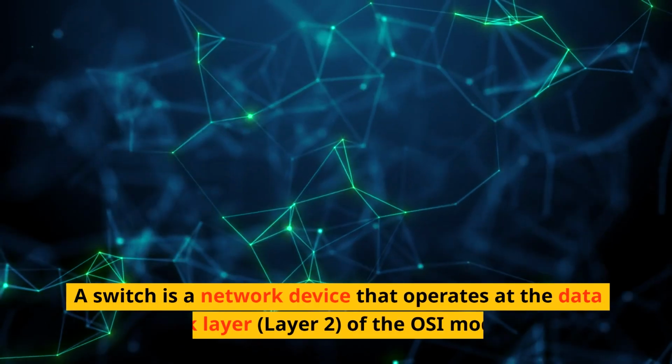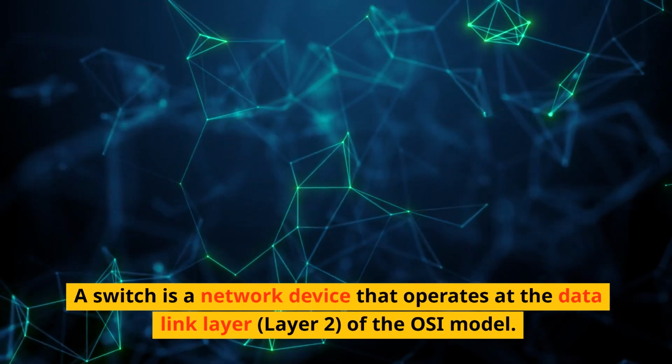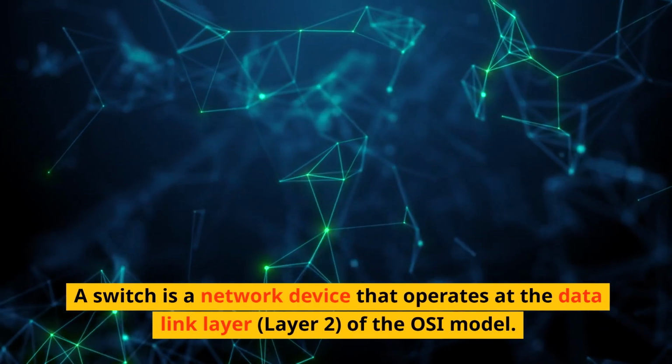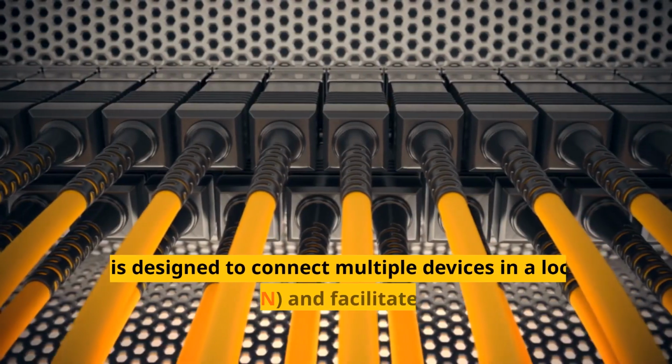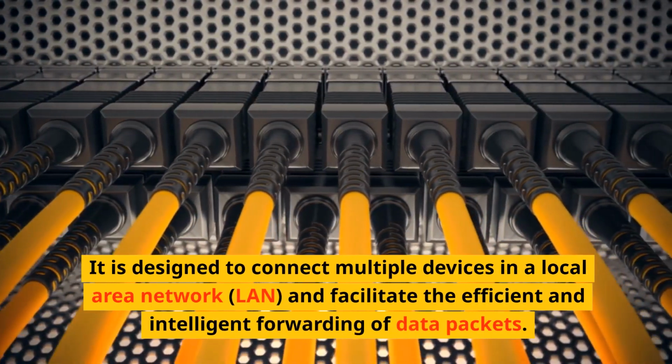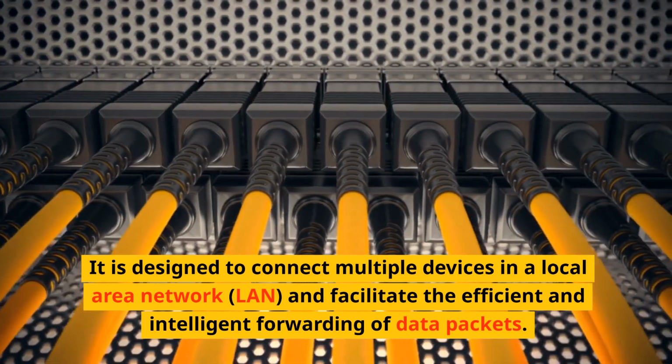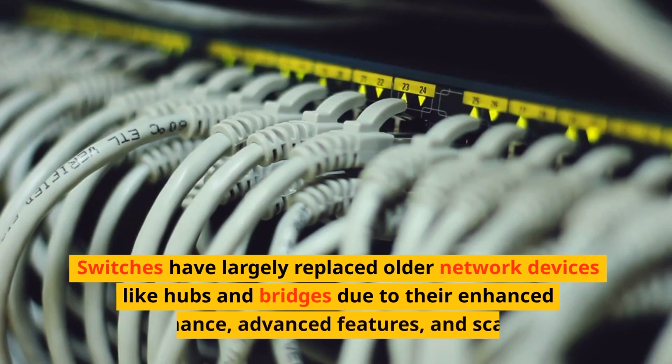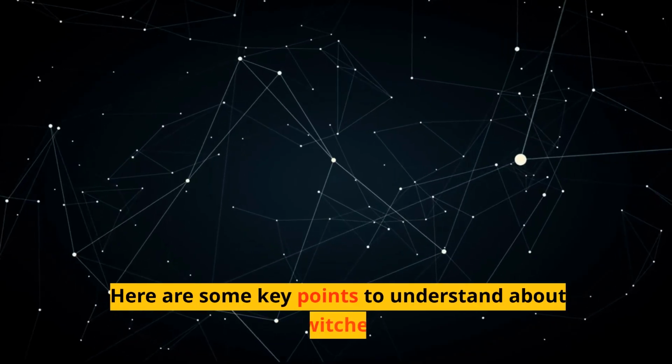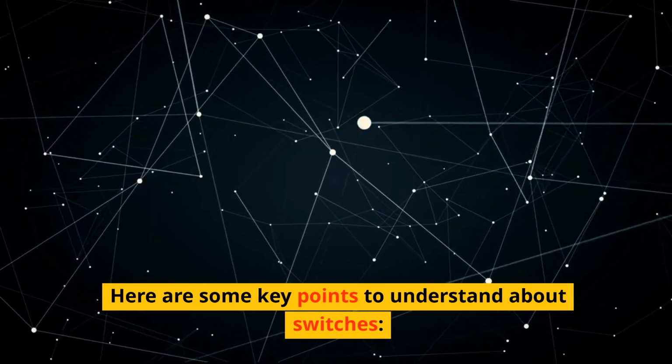A switch is a network device that operates at the data link layer, Layer 2, of the OSI model. It is designed to connect multiple devices in a local area network, LAN, and facilitate the efficient and intelligent forwarding of data packets. Switches have largely replaced older network devices like hubs and bridges due to their enhanced performance, advanced features, and scalability. Here are some key points to understand about switches.